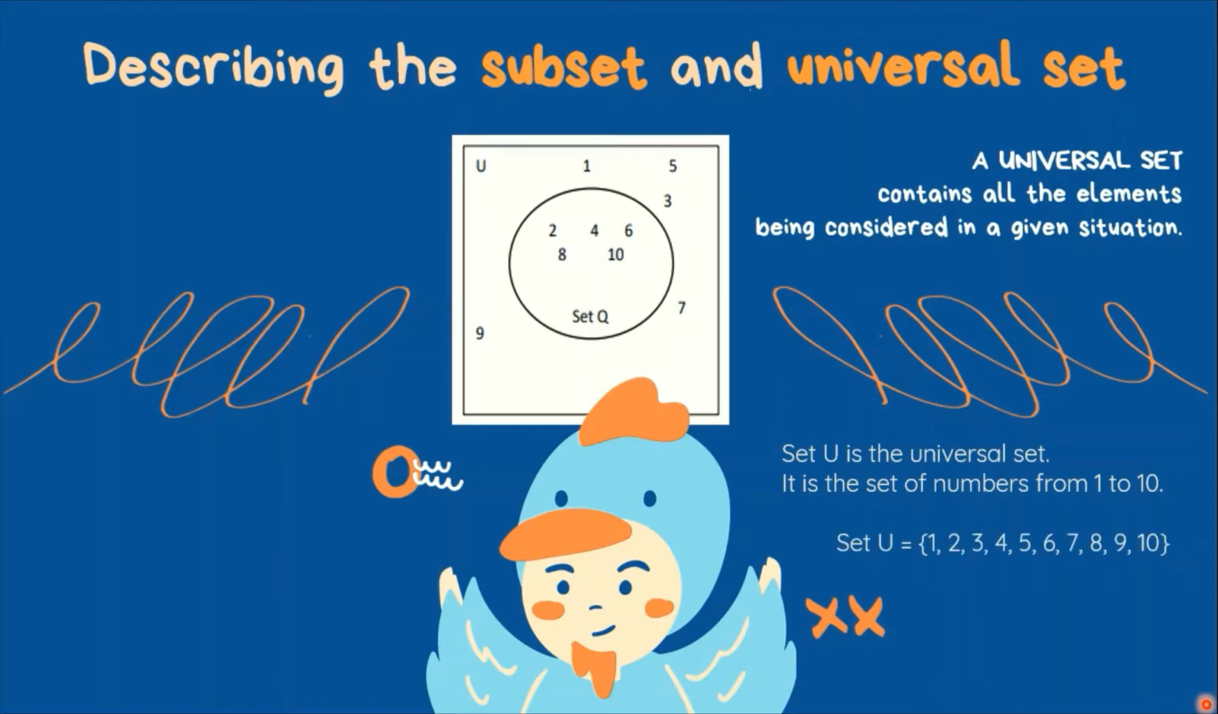In set notation, it is written in this way. Set Q, the name of the set, is equal to 1, 2, 3, 4, 5, 6, 7, 8, 9, 10. It ended with a closed brace at walang ellipsis because this is a finite set.